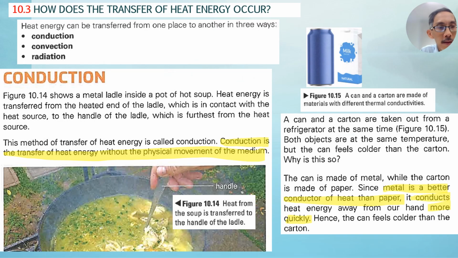Welcome back. We are looking at the third chapter, 10.3, on how the transfer of heat energy occurs. If I know the primary school science syllabus, I believe we've already learned about these three ways of how heat is transferred. So they are conduction, convection, and radiation. We're going to learn more about this for today.